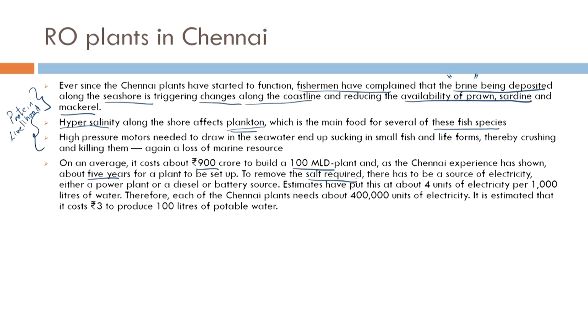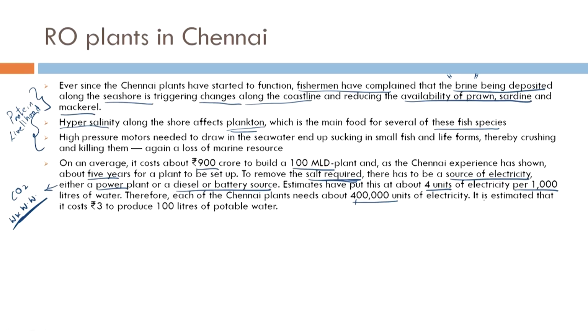To remove the salt, there has to be a consistent source of electricity, meaning you need energy for the high pressures that need to be maintained, and again a power plant or diesel or battery source, which lead to their own environmental costs, right? Everything is a cost. And if you remember, with respect to CO2 emissions, water and wastewater were, I think, 5th or 6th in the world's top generators of carbon dioxide. Estimates have put this at about 4 units of electricity per 1000 liters of water. Therefore, each Chennai plant needs about 4 lakh units of electricity.